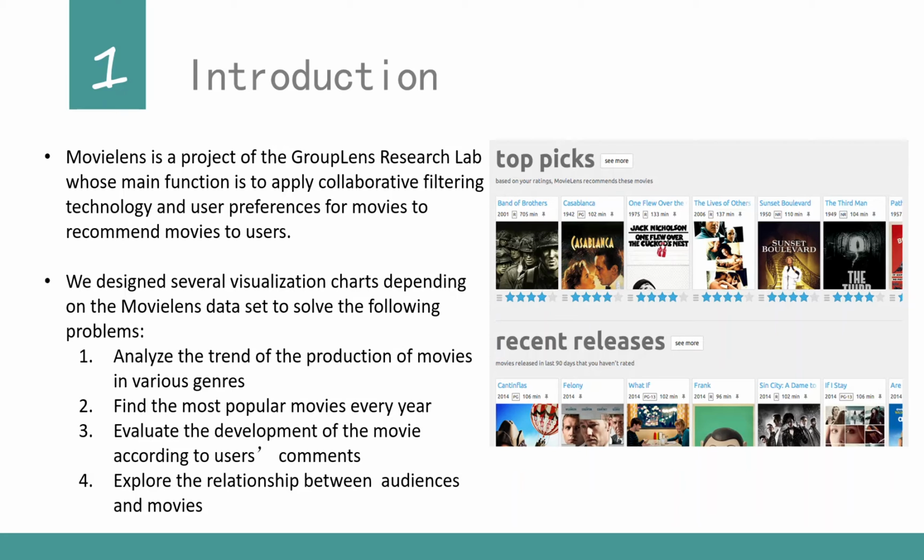We designed 7 visualization charts depending on the Movie Lens dataset to solve the following problems. First is to analyze the trend of the production of movies in various genres. The second is to find the most popular movies every year. The third is to evaluate the development of movies according to the users' comments. And the last is to explore the relationships between the audience and the movies.